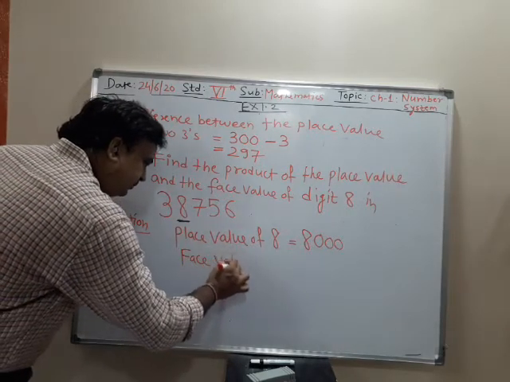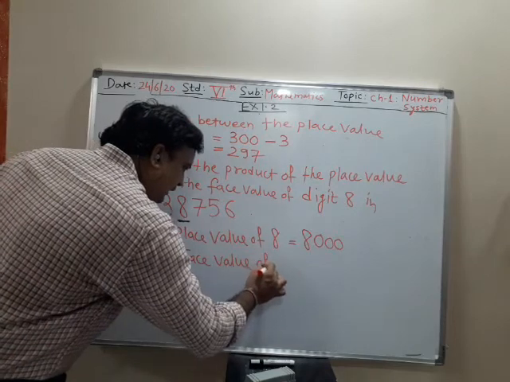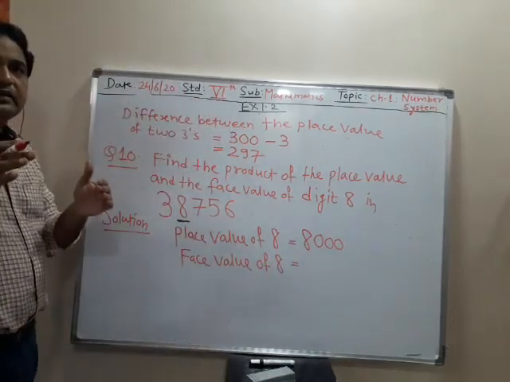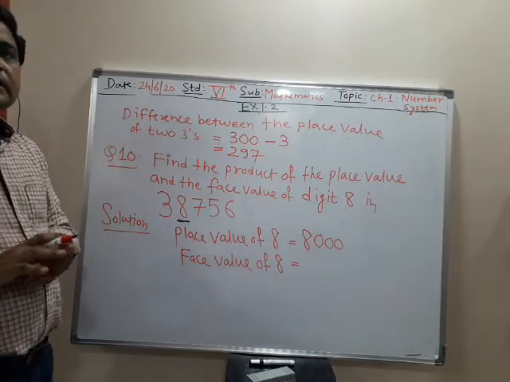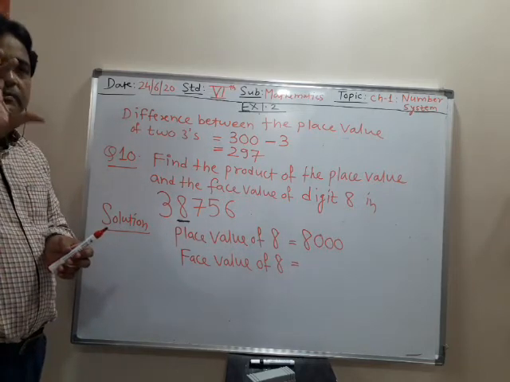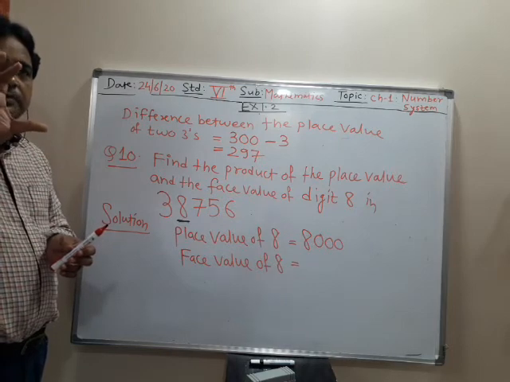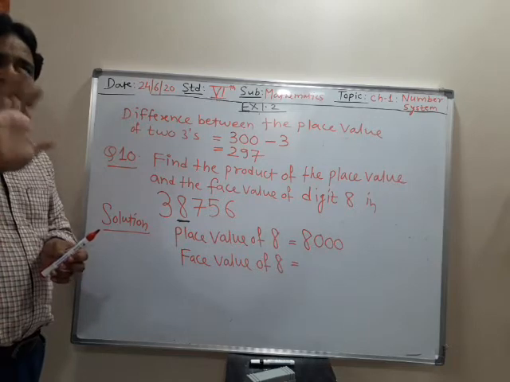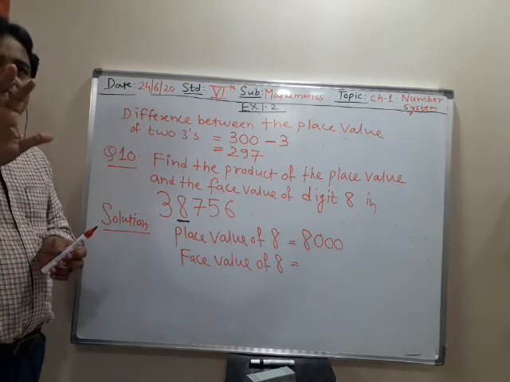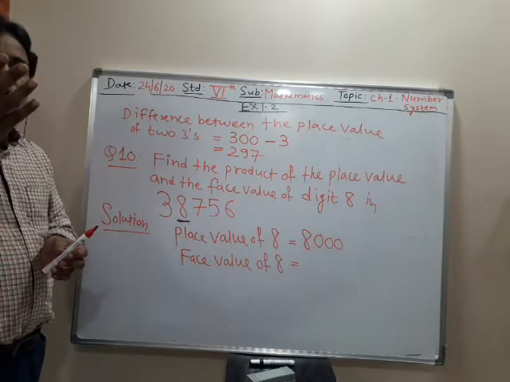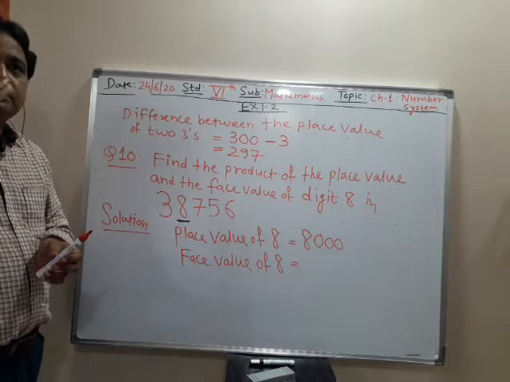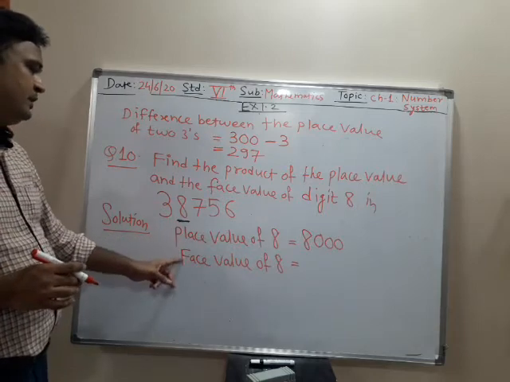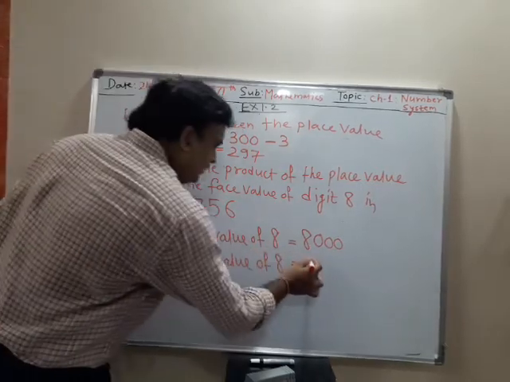Face value of 8. The face value is the same as mirror value. When we see our face in the mirror, the shape and the size of our face remain as they are. There is no change in the shape and size of our face in the mirror. So face value is the same as mirror value, and mirror value remains the same. So the face value of 8 will remain 8 only.